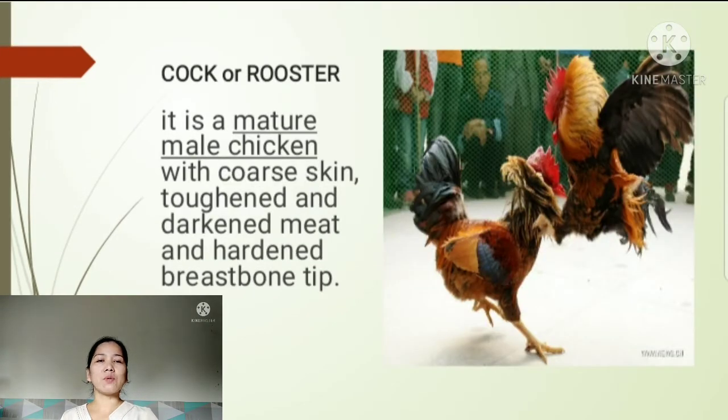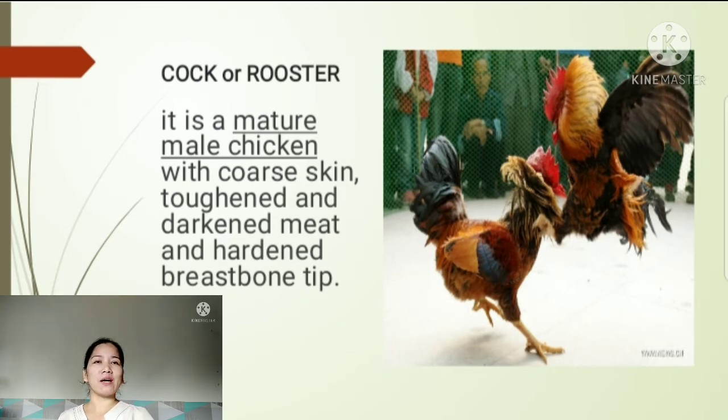Okay, next we have cock or rooster. So, alam na alam ito ng mga mahilig magsabong. It is a mature male chicken, with coarse skin, toughened and darkened meat, and hardened breastbone tip. Hardened breastbone tip. Medyo matigas yung kanilang dibdib.